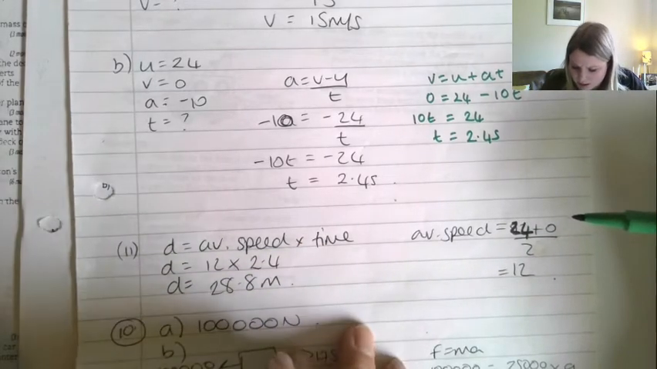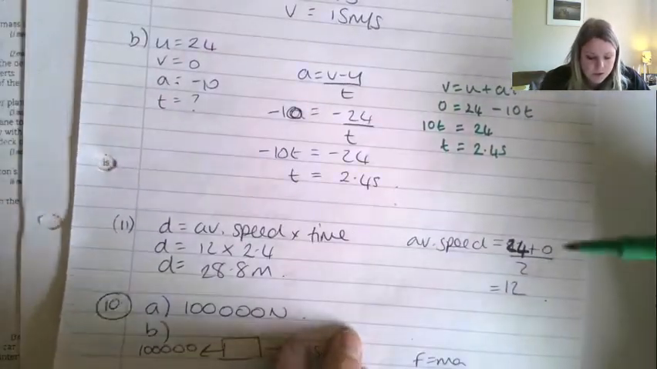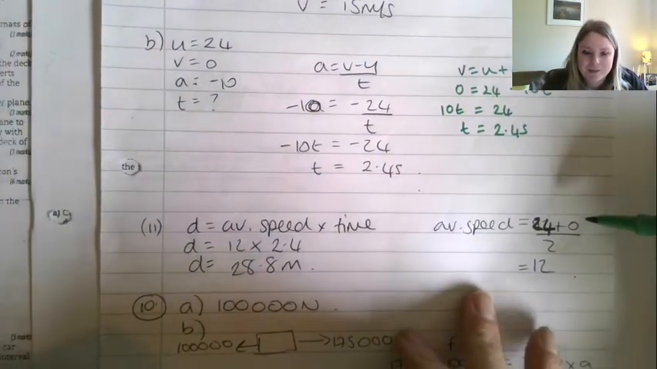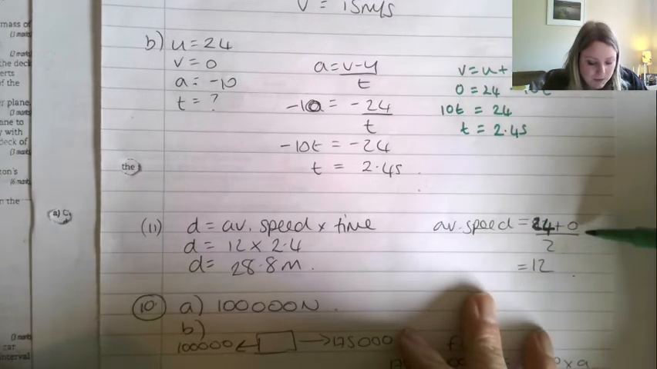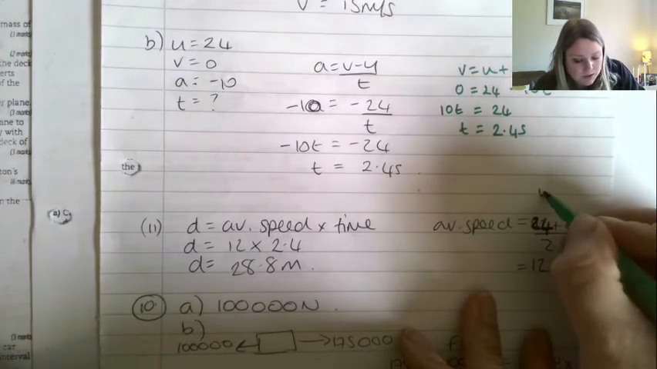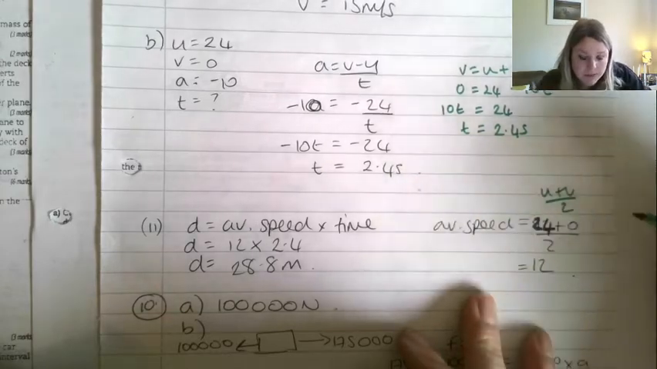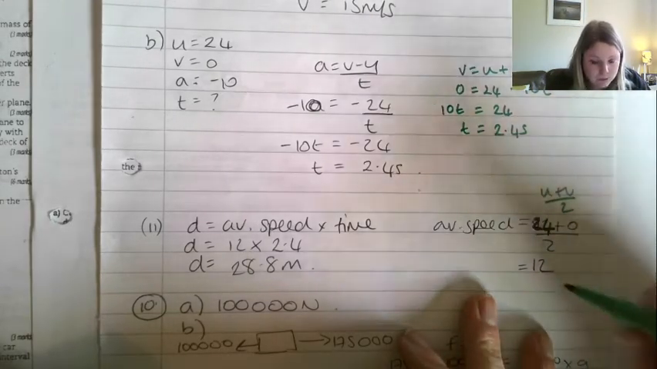Wasn't this thing that was dropped, wasn't it? No, it's being thrown up, sorry. So it was thrown up at 24 and then it was 0 up at the top. So the average speed for the journey, if we do the average speed is u plus v over 2 equation, 24 plus 0 divided by 2 is 12 meters per second.